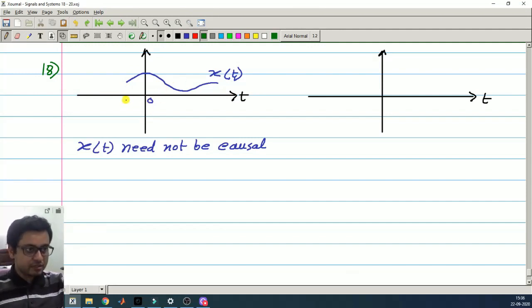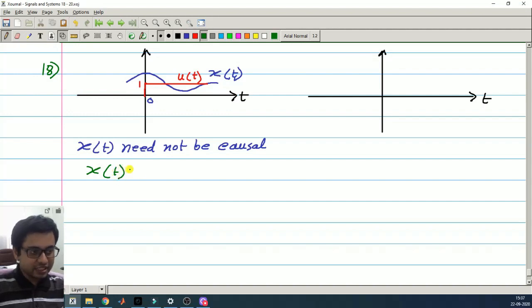Now let me multiply this signal with u(t). Okay, so u(t) is 1 from time 0, and before that u(t) is 0. So when we consider this product x(t) u(t), then the result will be 0 before time 0, and from time 0 the product will be exactly same as x(t). Okay, so it will be like this.